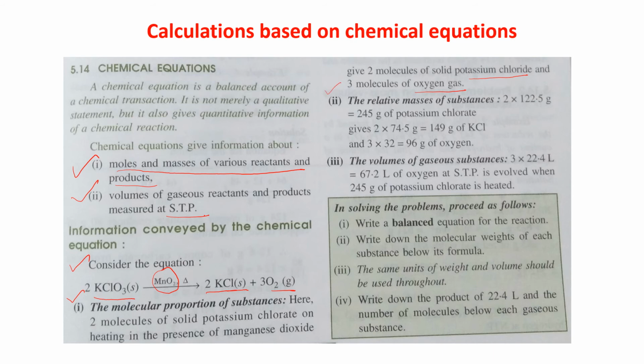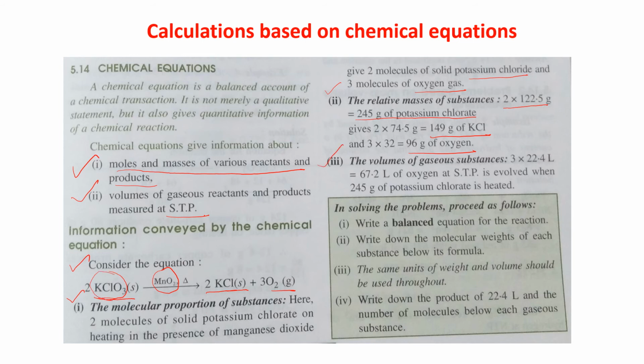The second information, the relative masses of the substance. If I am finding out the molecular mass of KClO3, the molecular mass into 2, that means it is coming 2 into 122.5, which is equal to 245 gram of potassium chlorate. On heating it is giving 149 gram of KCl and 96 gram of oxygen. Okay, this is the total information that we are getting from this equation. How much is the quantitative measurement.